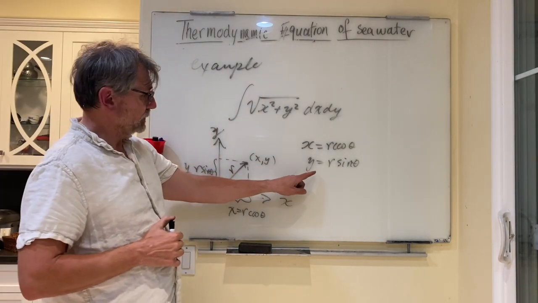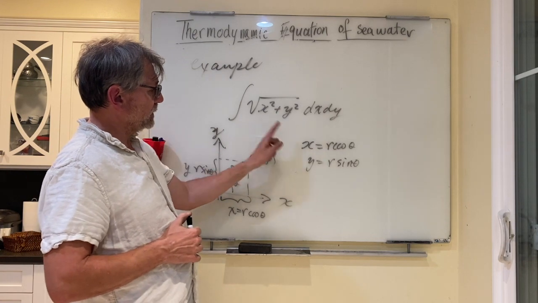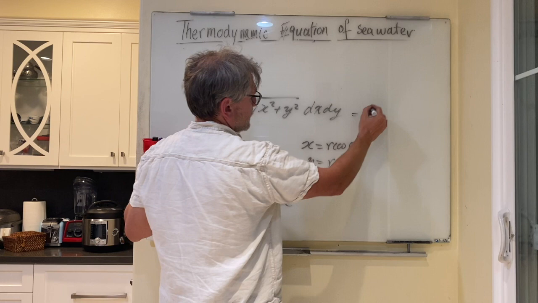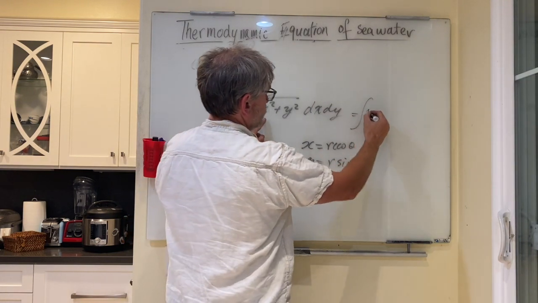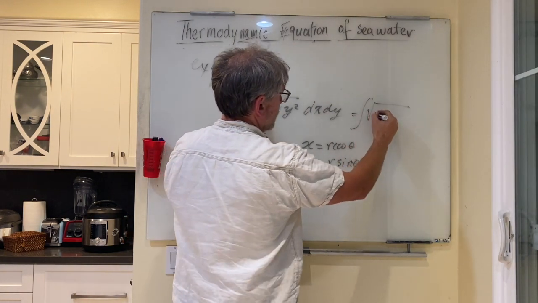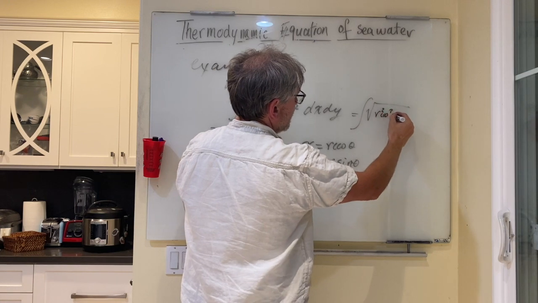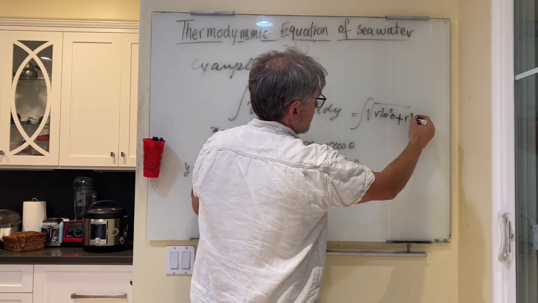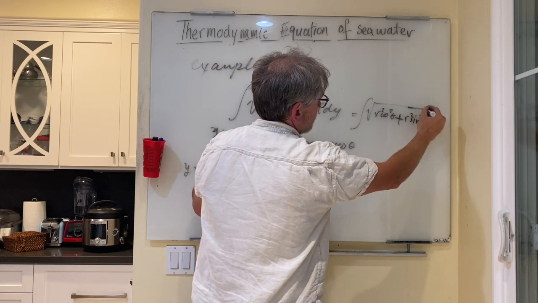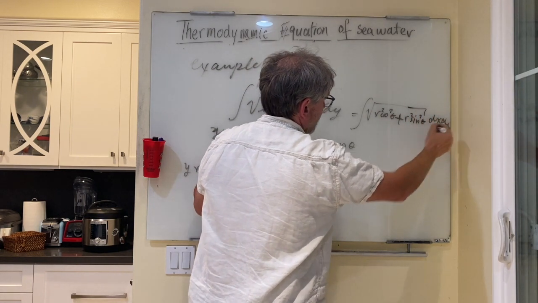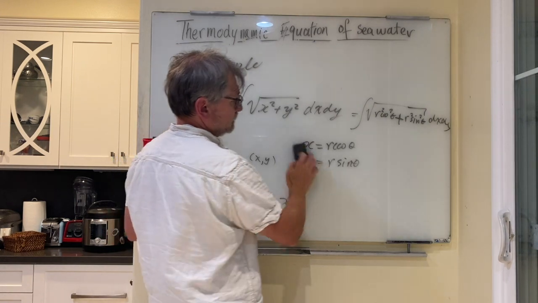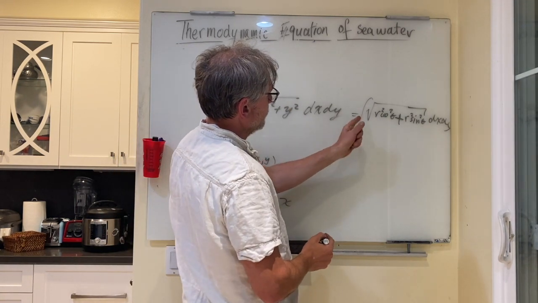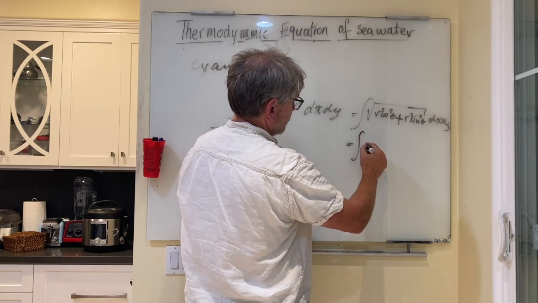If I substitute x for this in here and y for this in here, what I'll get is the integral of the square root of r squared cos squared theta plus r squared sine squared theta times dx dy. And then I can pull out the common factor of r squared out of the square root. So I get the integral of r.